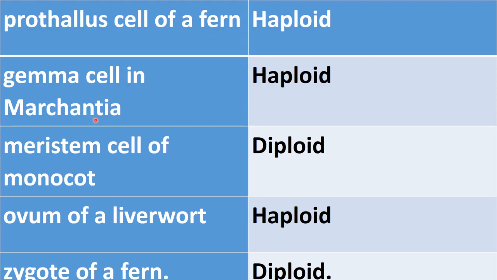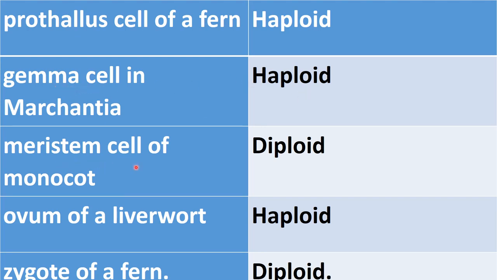Gemma cells in Marchantia. Marchantia is a bryophyte, right? And gemma cells are present there for the vegetative propagation of Marchantia, and these gemma cells are present on the gametophytic phase. The gametophyte is the dominant plant body in bryophytes, and gemma cells are present on it. So these gemma cells are also haploid.